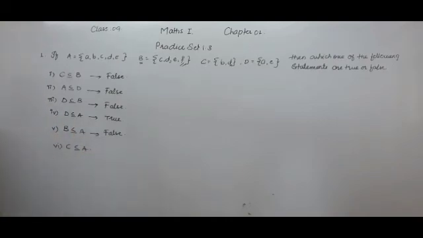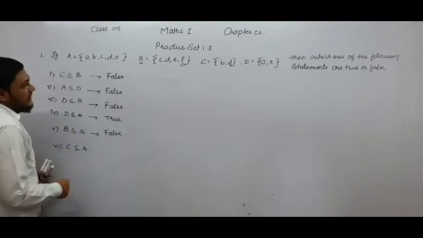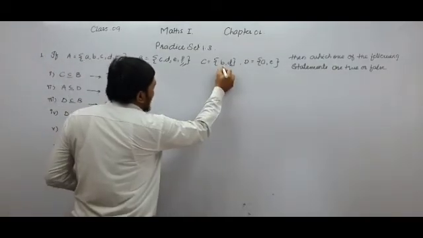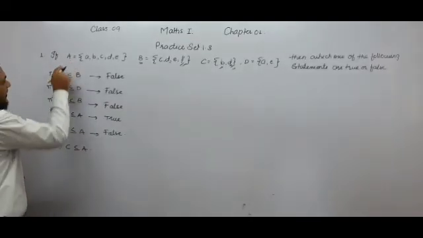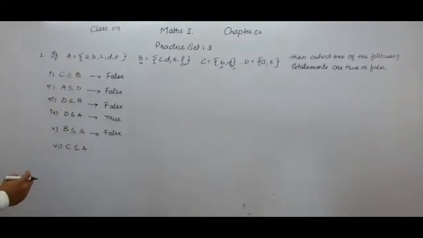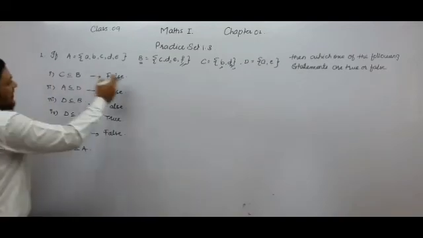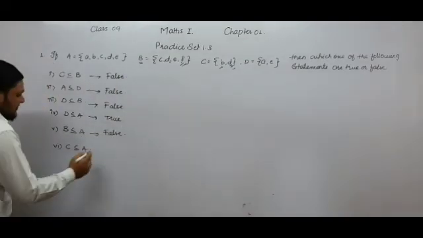Students, now the sixth one is C is the subset of A. See set C, it has the elements B and D, and B and D are there in set A. So set C contains the elements B, D which are in set A. So A contains all the elements of set C. That is why this statement is true.